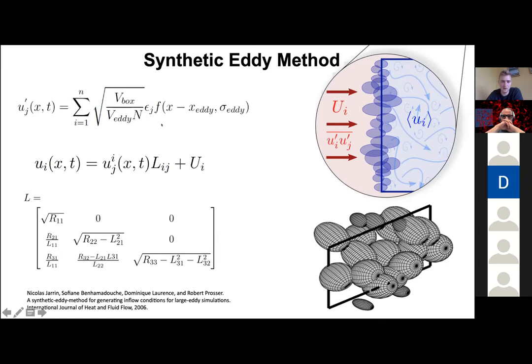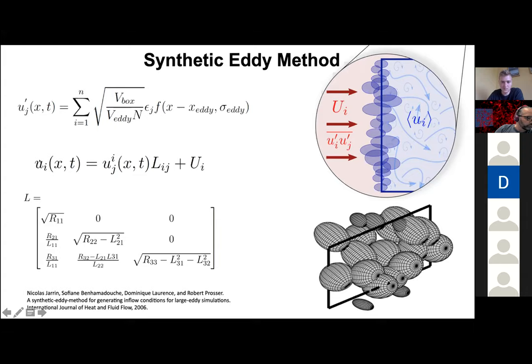And we then scale this with the Lund matrix to match the Reynolds statistics, or Reynolds stresses, the turbulent statistics that we're getting from the RANS, and add that onto the mean velocity from the RANS as well, to get our full fluctuating velocity field at the inlet.